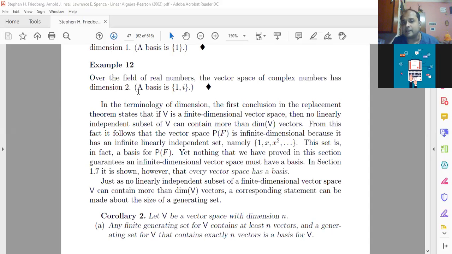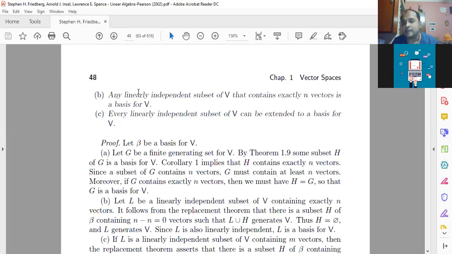Or, if this particular vector space has dimension n, and you can find a linearly independent set which contains n vectors, you'll automatically understand that it is a basis. But for both of these scenarios, you have to know the dimension of the vector space. And the last one is that every linearly independent subset can be extended to a basis. You can add elements to it and make it a basis.